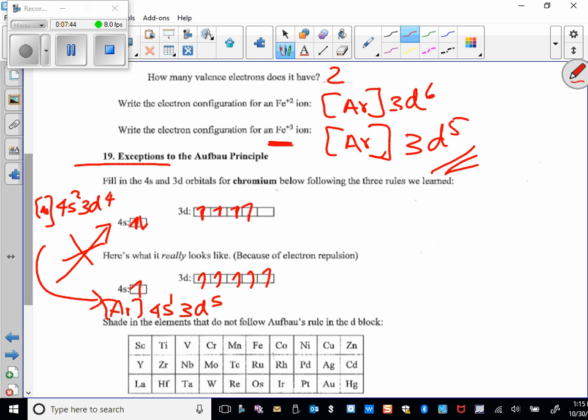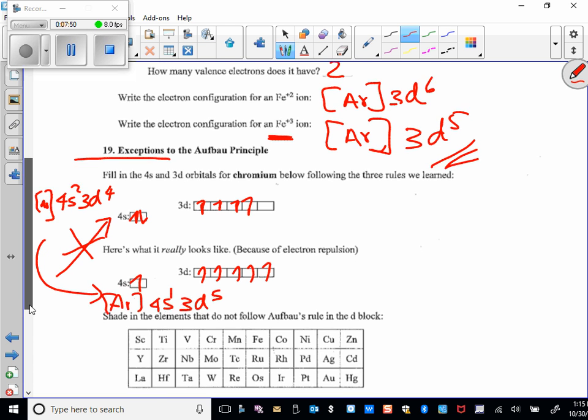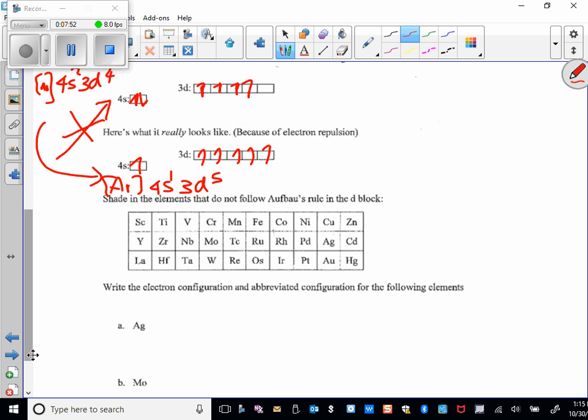Argon is just the noble gas notation. All right. So which are the elements that will break the rule? Any d4 and d9 will break the rule. Where will they get that extra electron from? From the s orbital. Are we good?